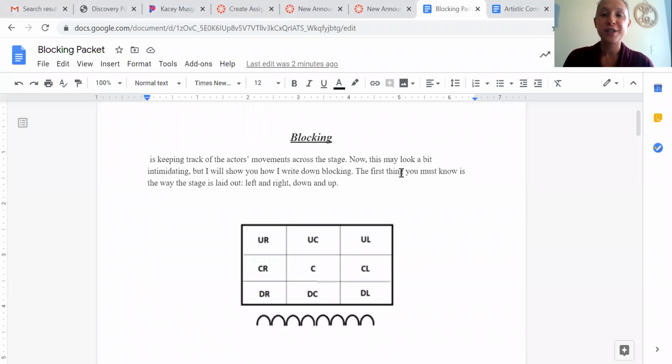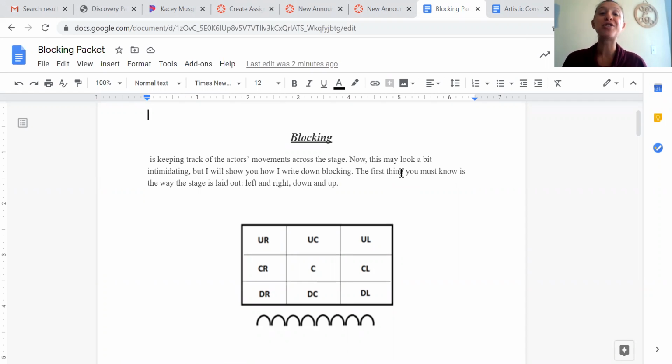All right, so I'm going to share my screen so I can show you what I'm looking at. Okay, so you guys are going to see this on Canvas, and it has to do with an introduction to blocking. So what is blocking? You guys have worked with blocking in Drama 1, if I had you in 8th grade, which a lot of you I did. It's just any movement that is going on stage.